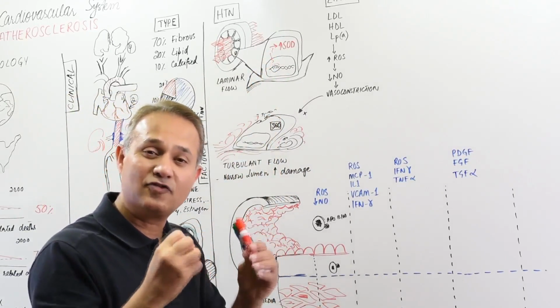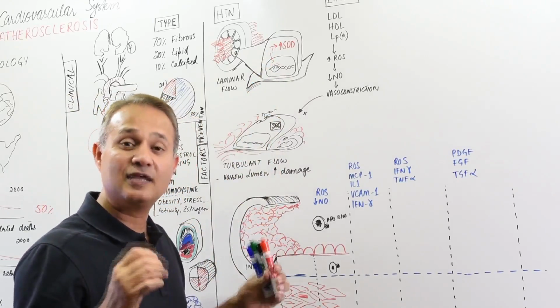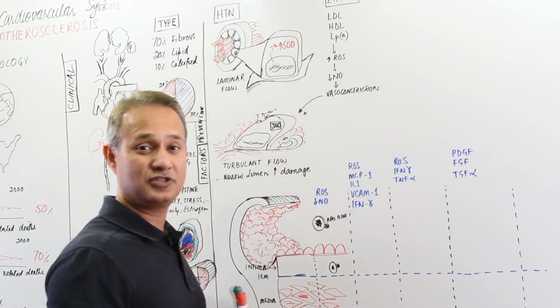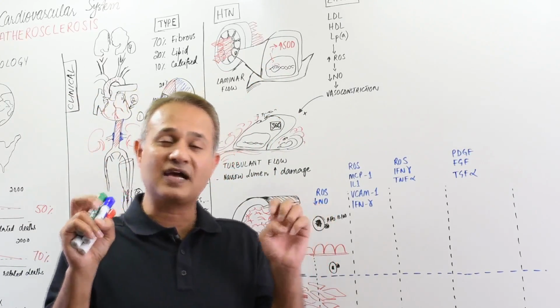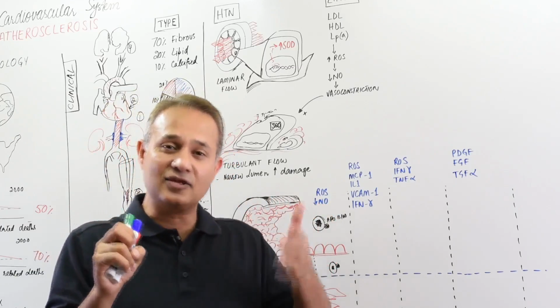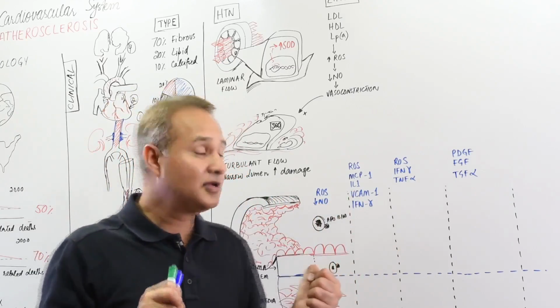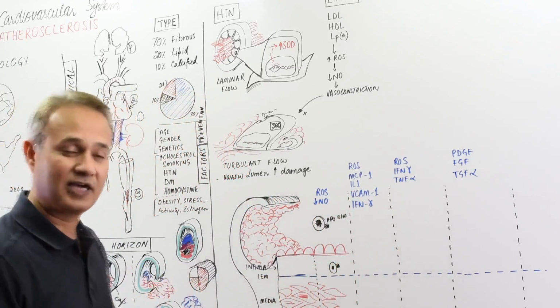So the cells that are exposed to the laminar blood flow have increased levels of superoxide dismutases. They are protected from oxygen species. They are protected from atherosclerosis. This mechanism is called anti-atherosclerotic mechanism or atheroprotective mechanism.